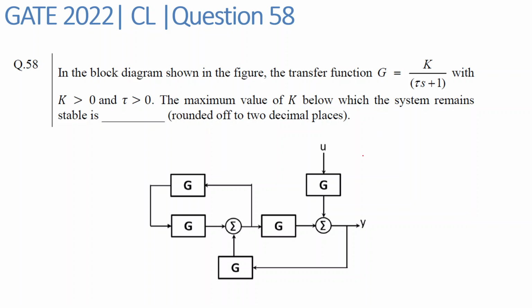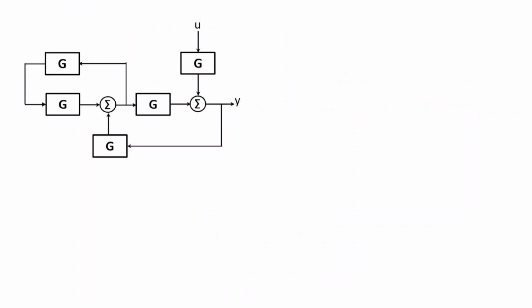So in this given question, we have been given a block diagram and we have been asked to find the maximum value of the constant K for which the system remains stable. To solve the question, let us find the closed loop transfer function of this entire block. Once we have this closed loop transfer function, then we can use the Routh's criterion or any other rule to check for the stability of the system.